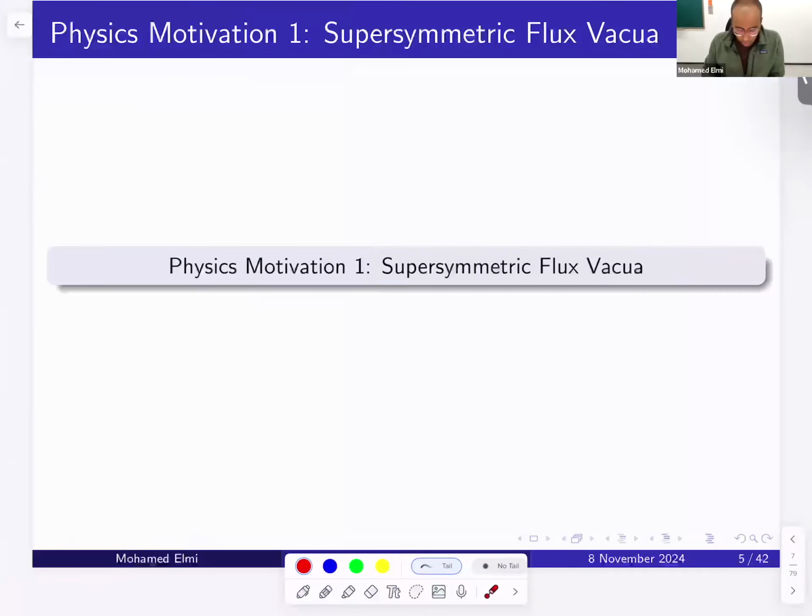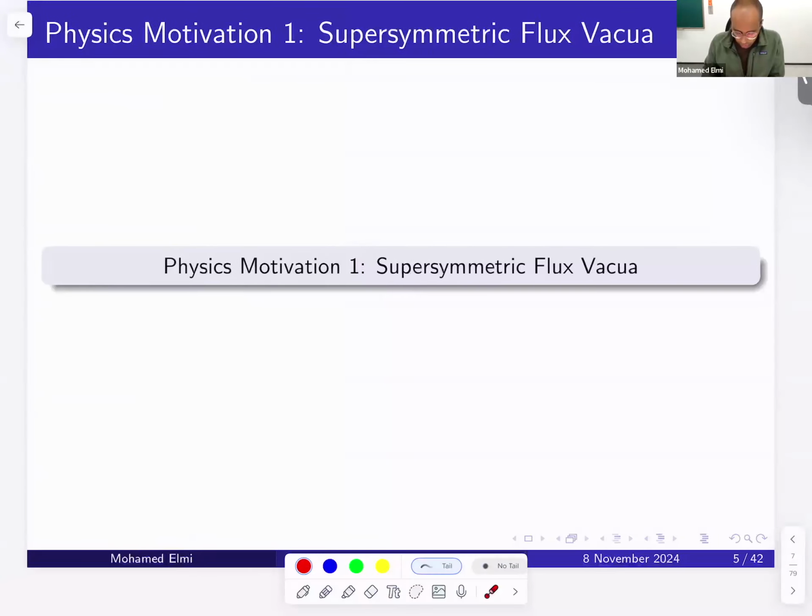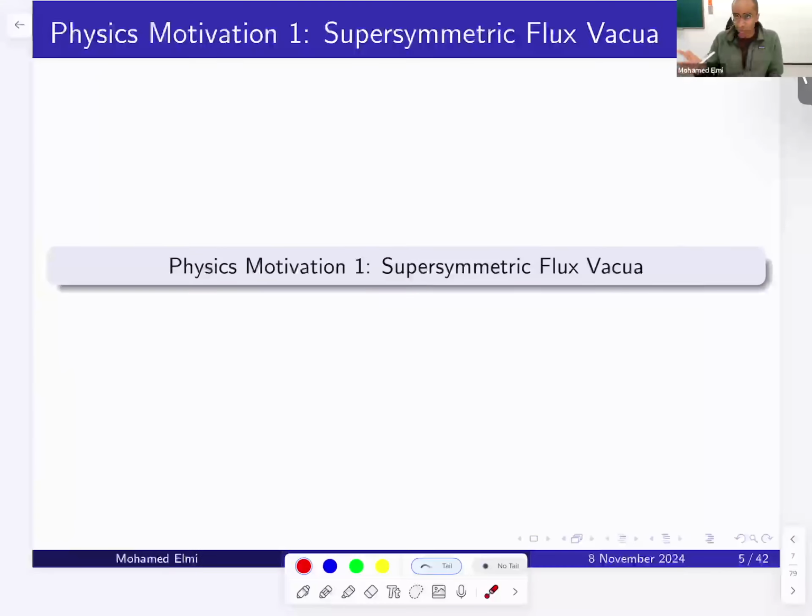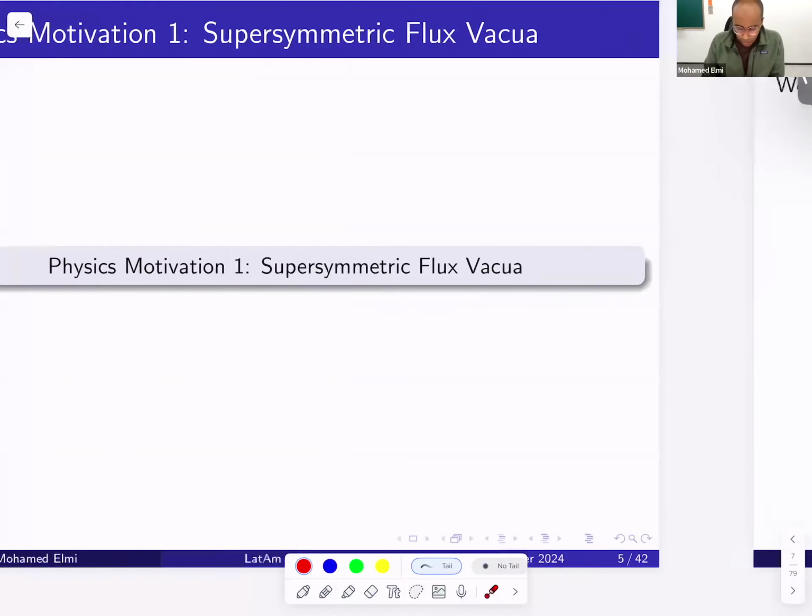And so the first example where you might want to study such things, there are lots of examples where you might want to study such things. Here I'll talk about two. The first one I'll talk about is these supersymmetric flux vacua.